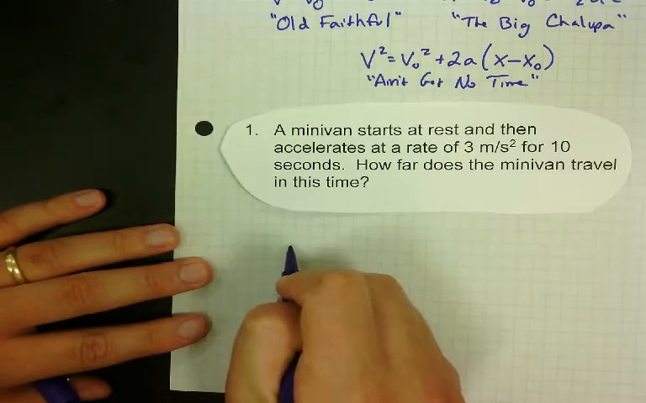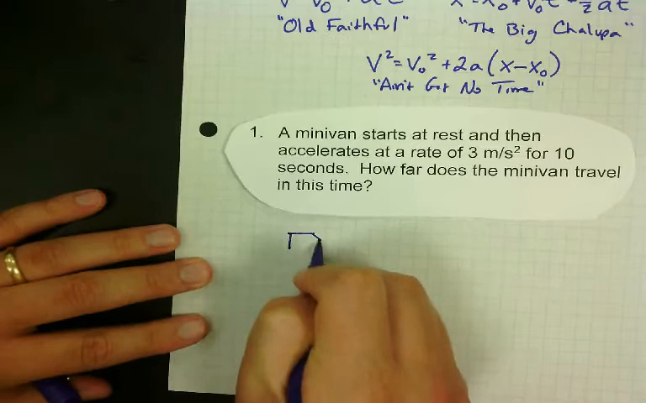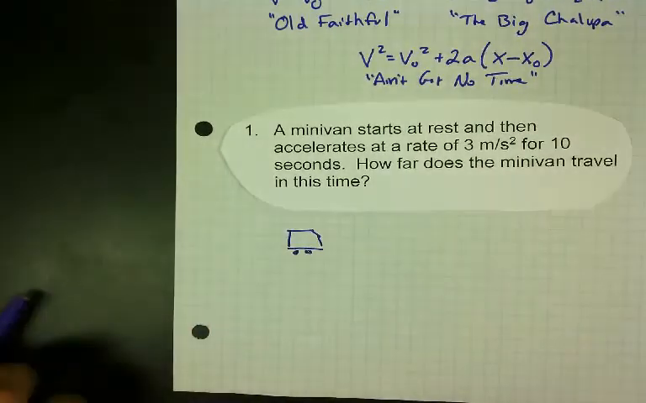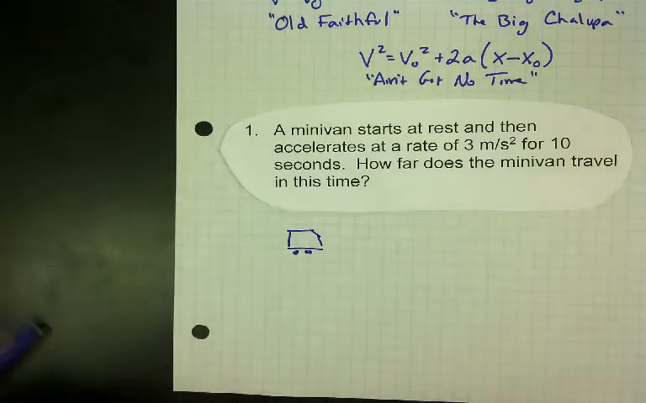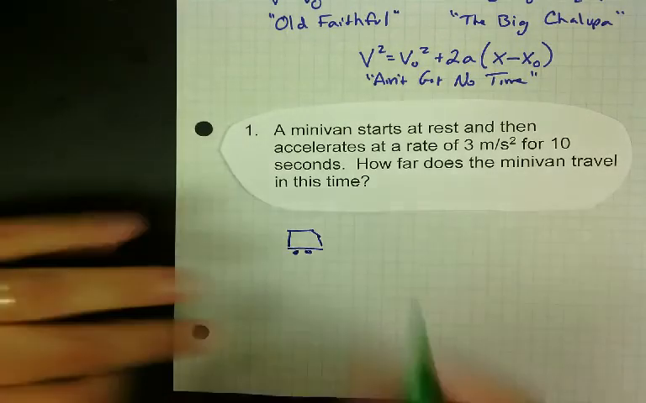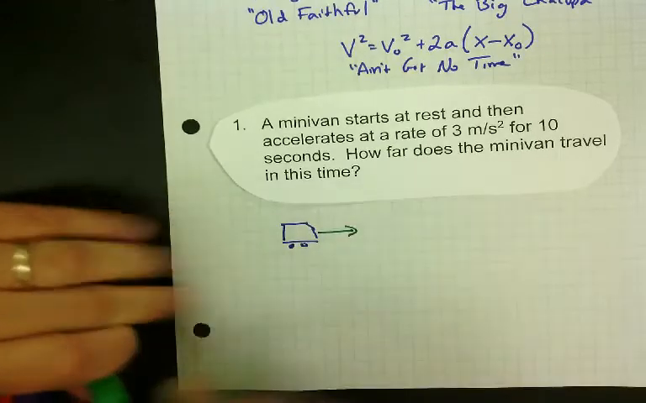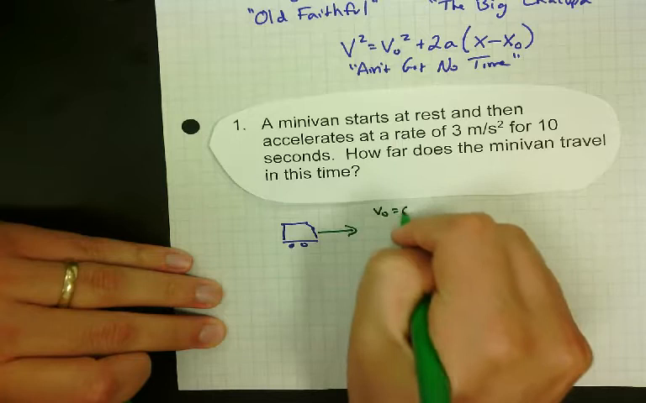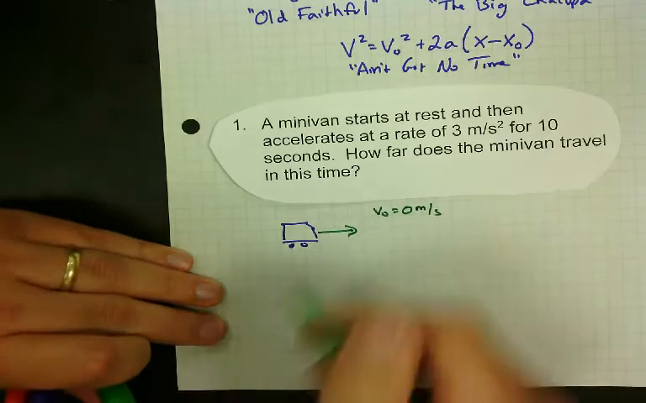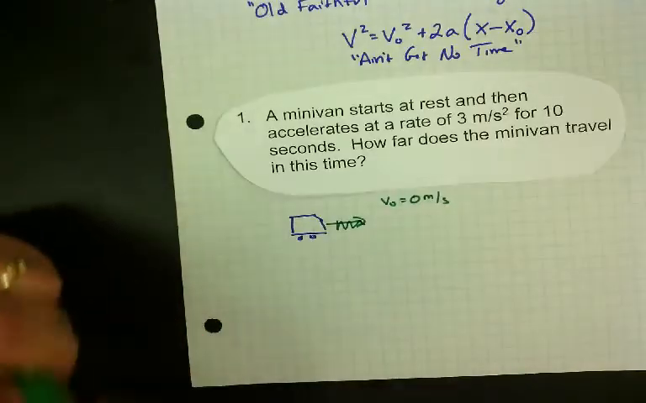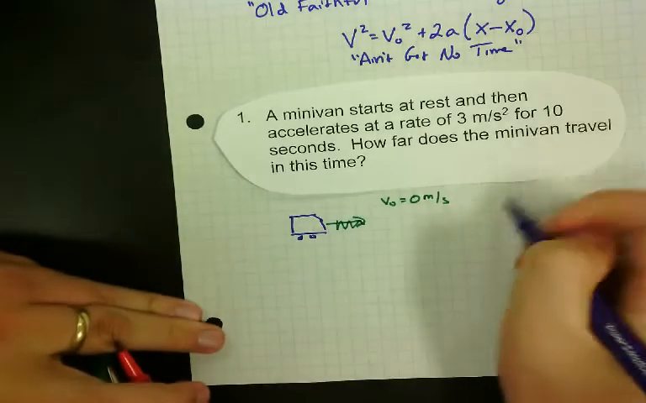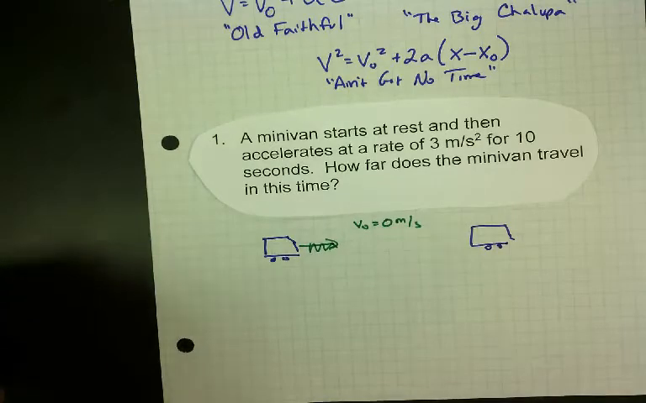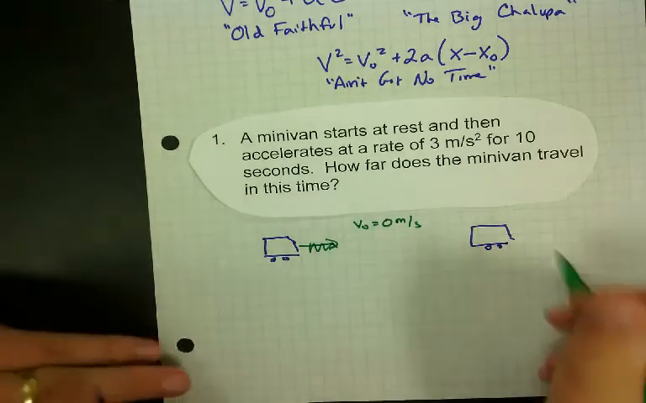I'll show you what I mean here. So here's my minivan. It starts at rest and it accelerates at a rate of 3 meters per second squared. Now remember, I draw my velocity vectors as a single arrow. I don't know what his velocity is. Well, I do know that his initial velocity is 0, so he's not moving initially. And then his final velocity when he gets here, I don't know what that is, but I do know that he's going forward.